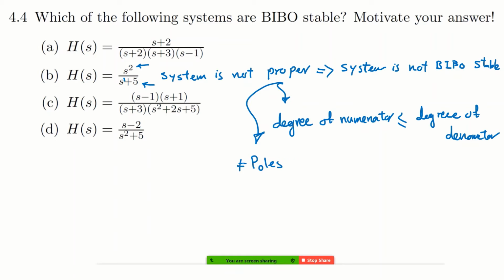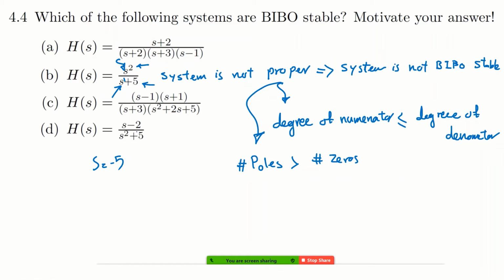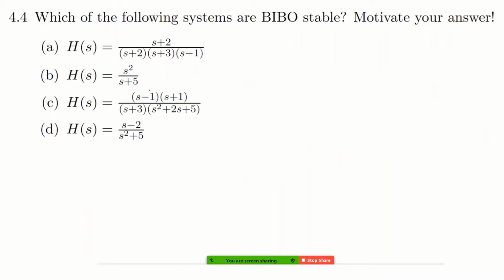The number of poles should be more than or equal to the number of zeros. You see that this doesn't match here because we have 2 zeros here. We can have 2 zeros here or 1 zero here, but we have 1 zero, s equals minus 5. Okay, so probably I should change this to larger than. The number of poles should be more than the number of zeros. So this system is not proper. So when the system is not proper, the system is not BIBO stable.